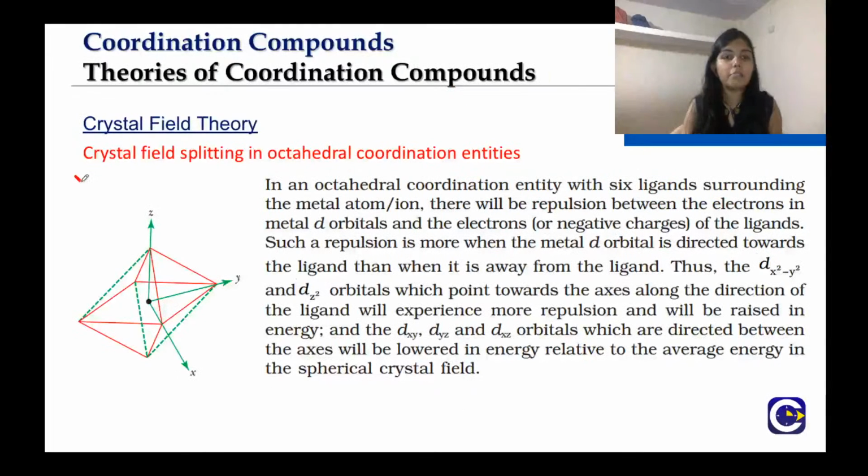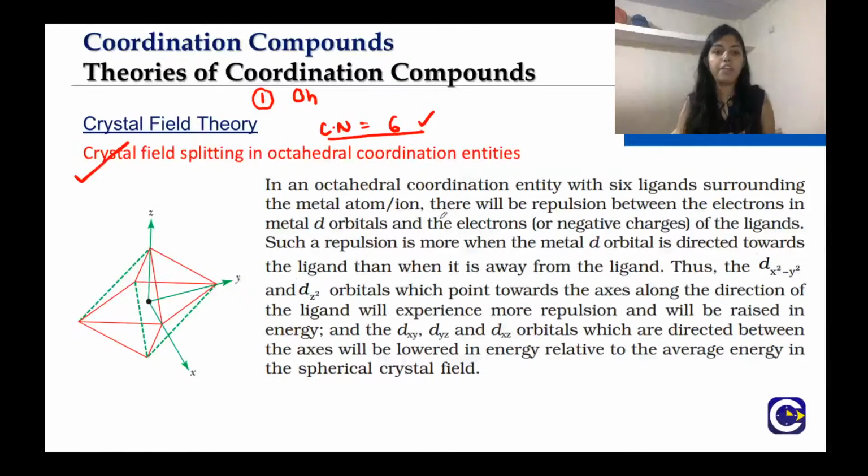Now, crystal field splitting in octahedral coordination entities. First we will study octahedral complexes, in which the coordination number of the metal atom comes out to be 6. Right. So what is happening here? This you need to remember, that the metal has 5 d orbitals. Now if there is a direct interaction between the ligand and a d orbital, more repulsion will take place, because the ligand is also electron rich and the d orbitals also have electrons.